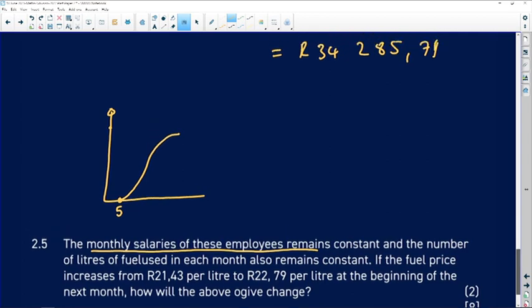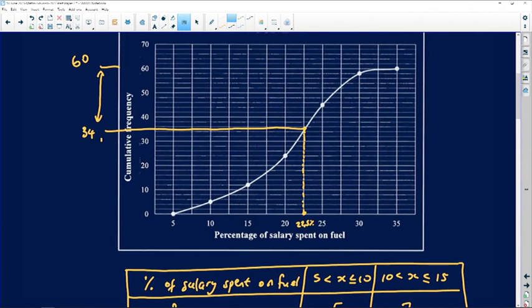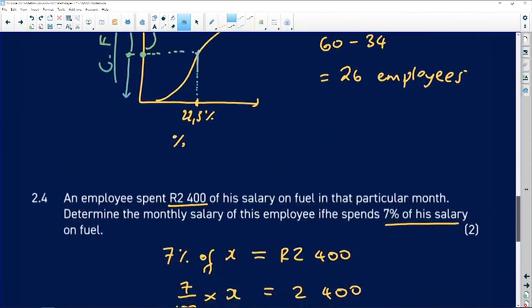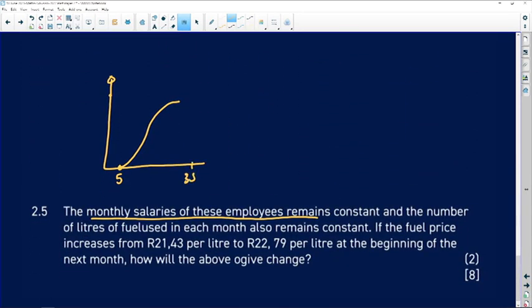We know for a fact that they spend between 5%. If I go back to the graph and we look at it, we'll see that it's up to 35%. So the smallest value on the graph is 5%, and the biggest value on the graph is 35% of their salary. So someone is spending 35% of their salary to try and cover costs of fuel. That's a lot. Okay, so it goes all the way up to 35%, from 5% of your salary up to 35%. Now, they're saying to us here, the monthly salaries of these employees remain constant. So the money that they're earning stays the same. The number of liters they use each month also remains constant, but the fuel price is increasing.